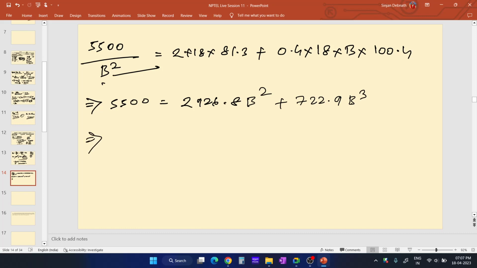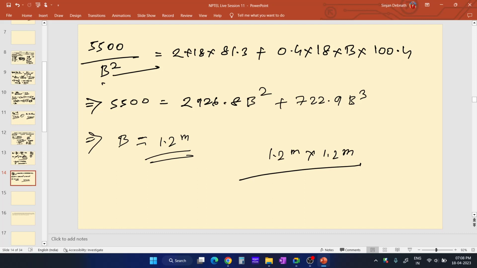And if you can solve this equation by trial and error, you can get the value of b. So the value of b will come out around 1.2 meter. So the dimensions of the square footing are 1.2 meter into 1.2 meter. This is the dimension of the square footing.